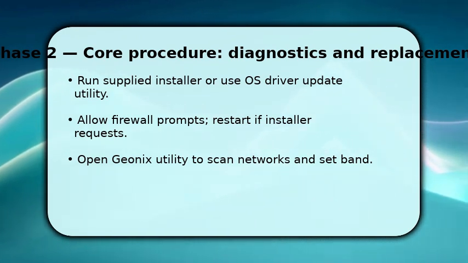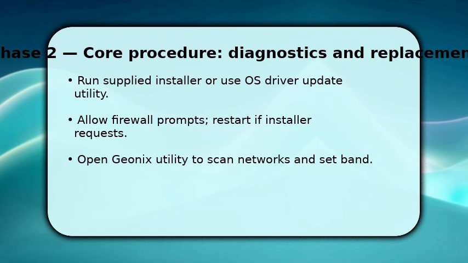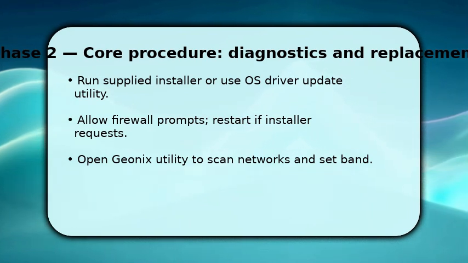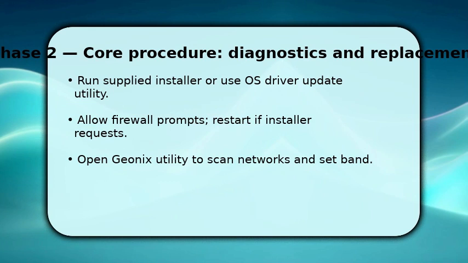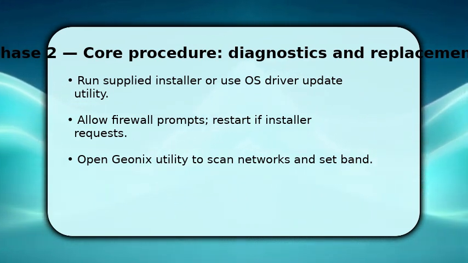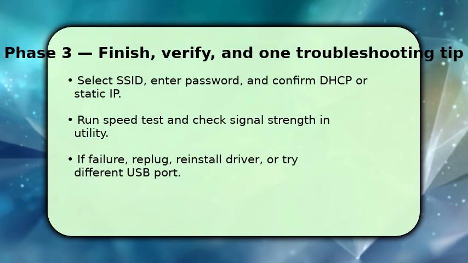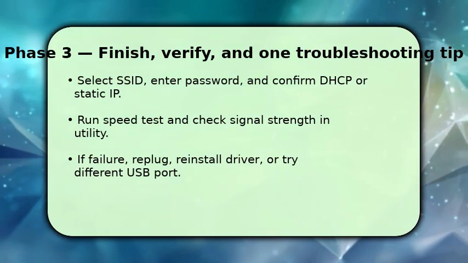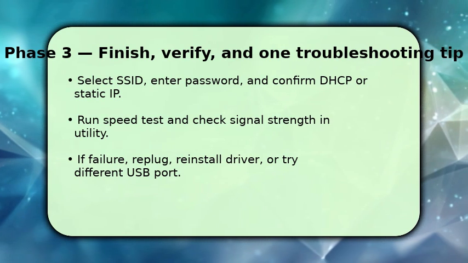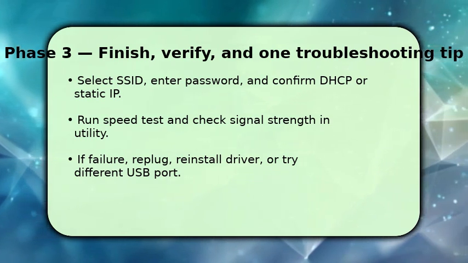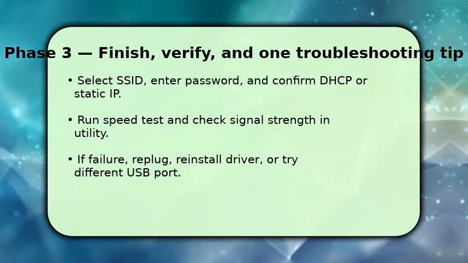Once rebooted, open the Geonix utility and perform an initial scan to show nearby SSIDs so you can select the correct network and set to. To finish, choose your SSID in the Geonix app, enter the network password, and confirm whether DHCP or a static IP is required. This step makes sure you get a valid address and internet access.